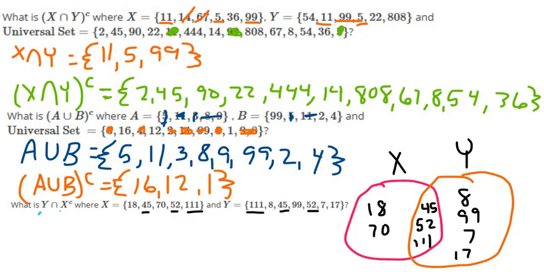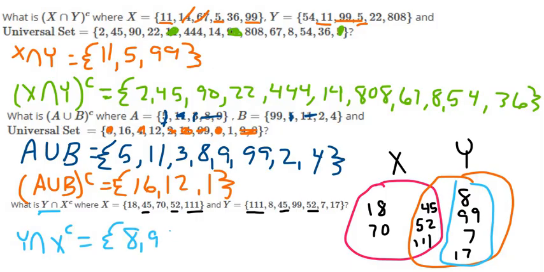So this symbol here, what is the complement of x? Well, that would be these numbers over here, and also in y. So that would just be this part right here. So my y and the complement of x would be 8, 99, 7, and 17. So if you have any questions, go ahead and email your math teacher.